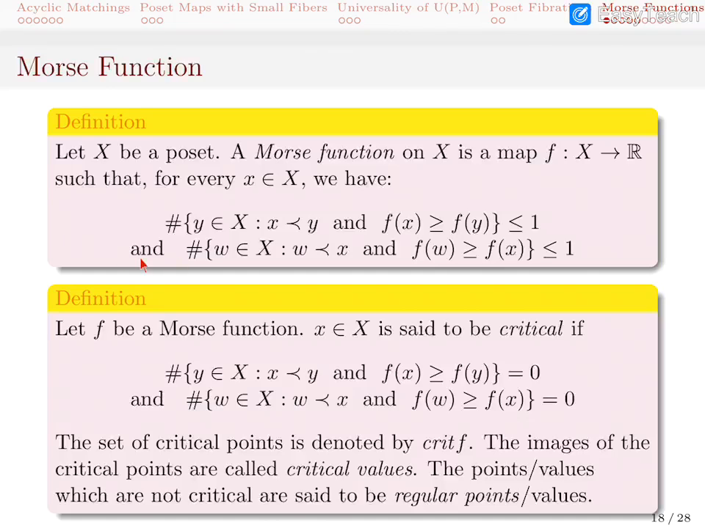In some sense it is just a slight deviation from the usual poset maps. You don't want f(x) greater than or equal to f(y) for many things. You just want the cardinality of these sets to be less than or equal to 1, so it will be either 0 or 1. And the 0 case is in fact special, so we have another definition. If f is a Morse function, then some x in X is said to be critical if the cardinality of both of these sets is equal to 0. The set of critical points is denoted by crit f, and the images of critical points are called critical values, and the points or values which are not critical are said to be regular points or regular values respectively.